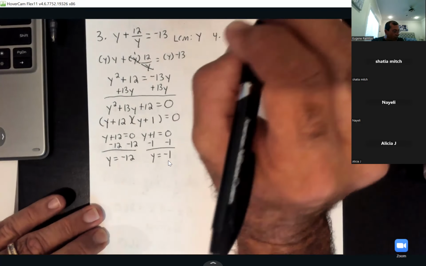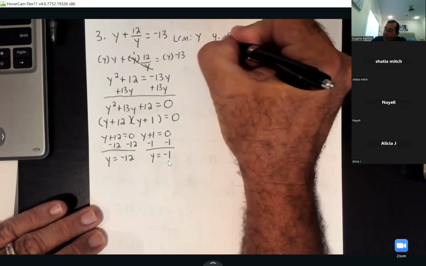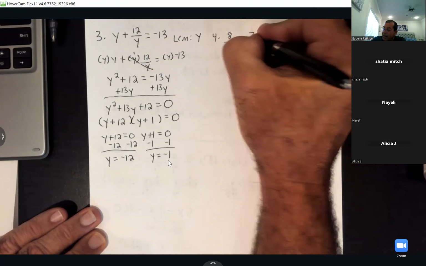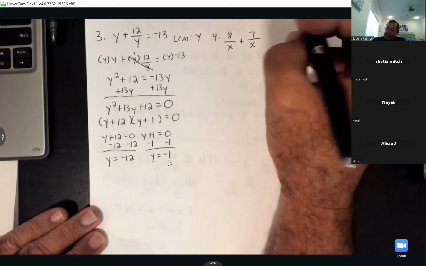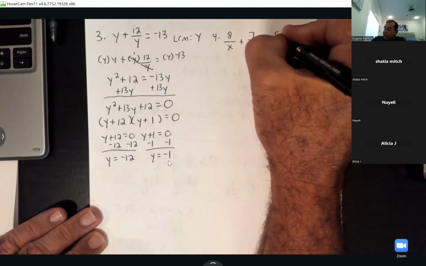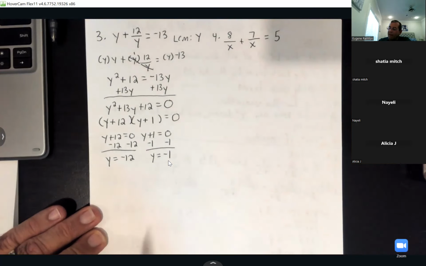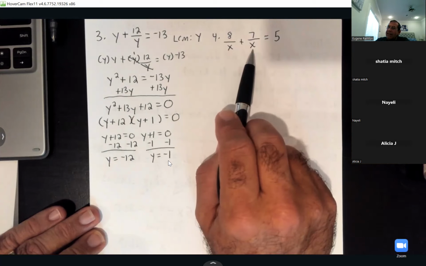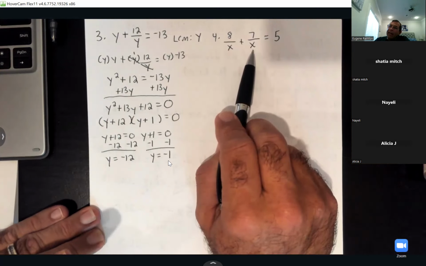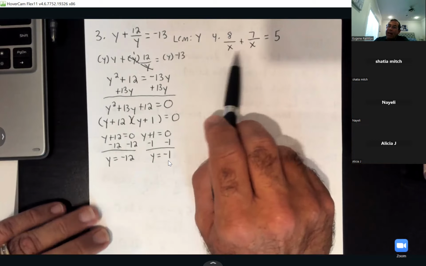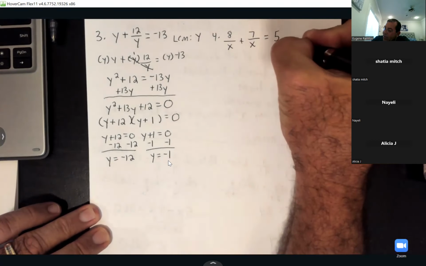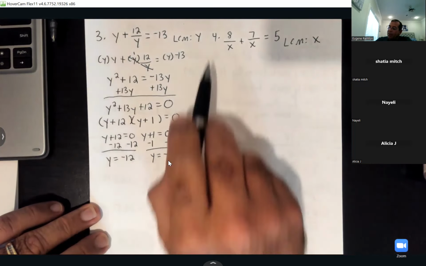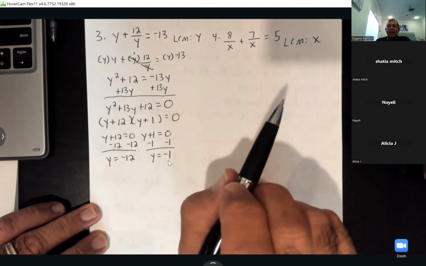All right, y'all ready for number 4 here? We got 8 over x plus 7 over x equals 5. All right, so there's 1x in this denominator, 1x in that denominator. So the most that happens is 1 time in each fraction. So that means all I need for my least common multiple is 1x. That'll be enough to cancel all my fractions, okay?